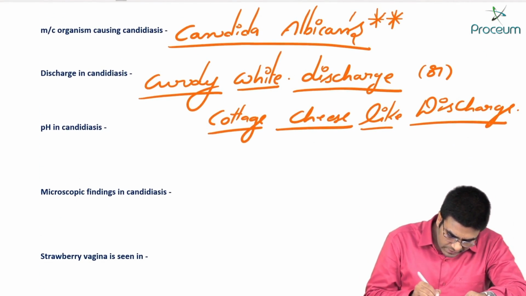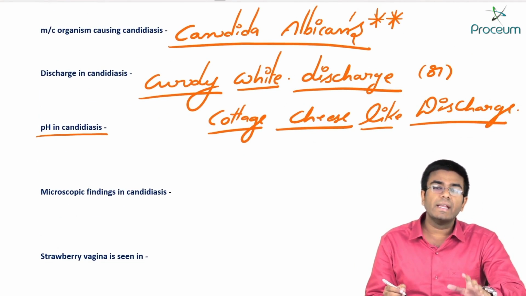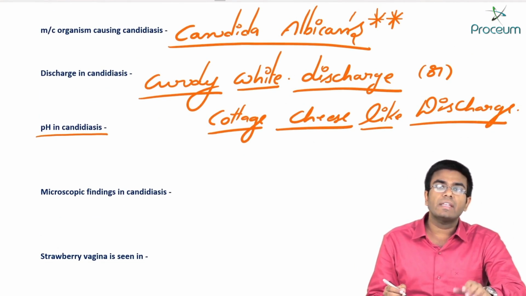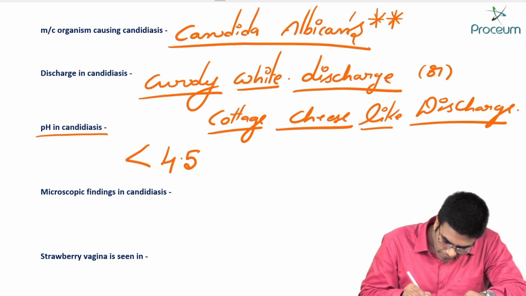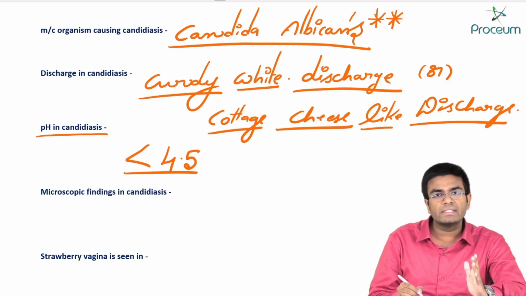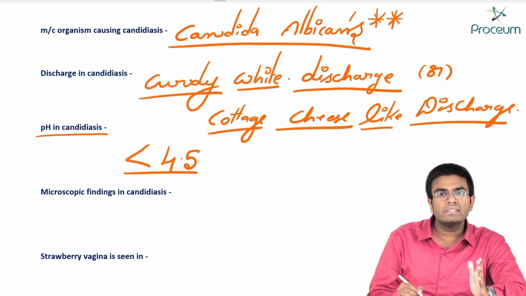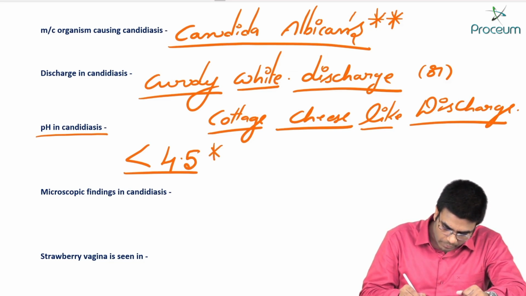Now, what is the pH seen in candidiasis? Usually, candidiasis will occur even in acidic pH. So, the pH of this patient is less than 4.5, that is more acidic. So they used to say like this, candidiasis is the vaginitis even occurring in acidic pH. Okay, very important point.